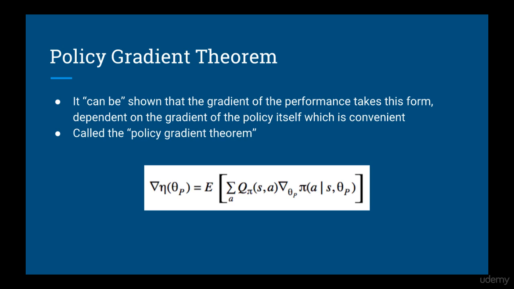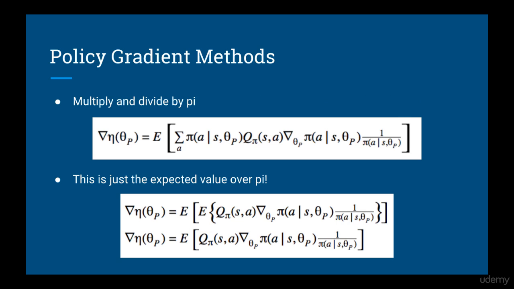It can be shown that the gradient of the performance takes this form, which is dependent on the gradient of the policy itself, which is convenient. This is called the policy gradient theorem. What you can do is manipulate this equation by multiplying and dividing by pi. Once we do this, we can see that the summation is actually just another expected value over pi. But the expected value of an expected value is still just an expected value, so we can make it one expected value.